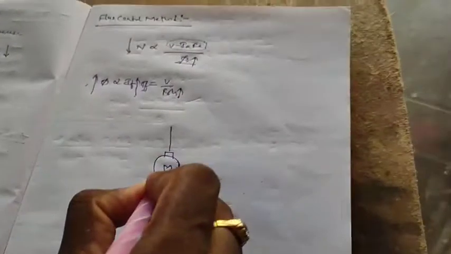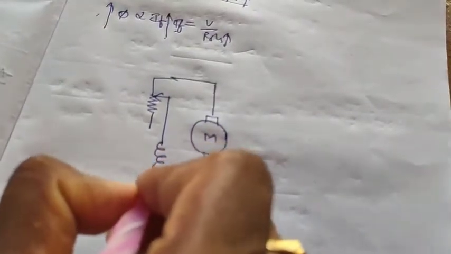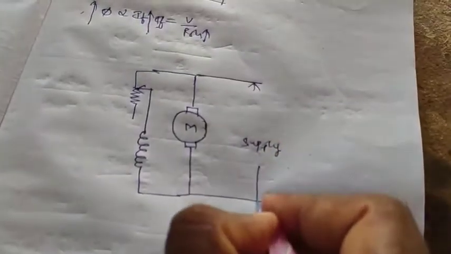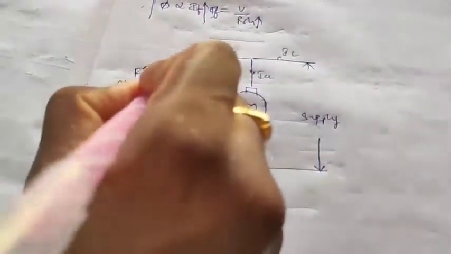For the flux control method, I am considering a shunt motor. In this shunt motor, I am connecting a variable rheostat in series with the shunt field. I am giving the supply. This one is the armature line, this is ISH, RSH, and this one is the field rheostat.